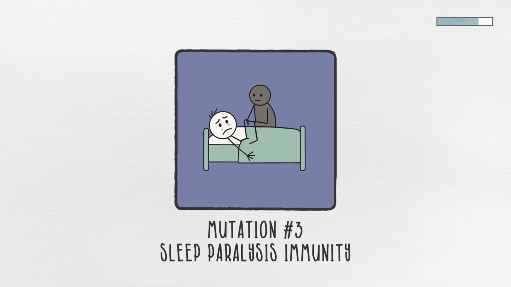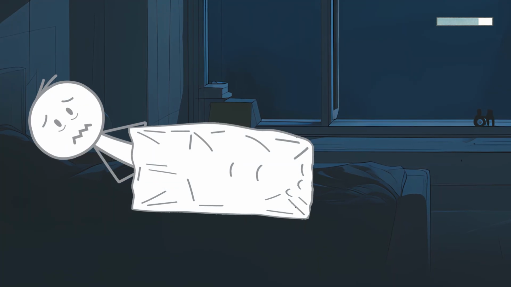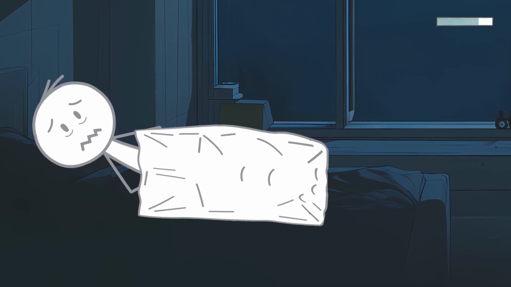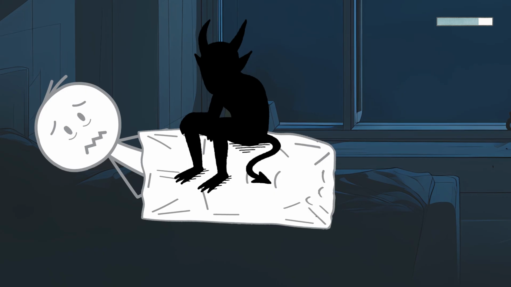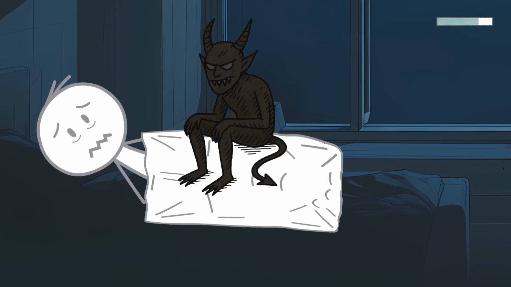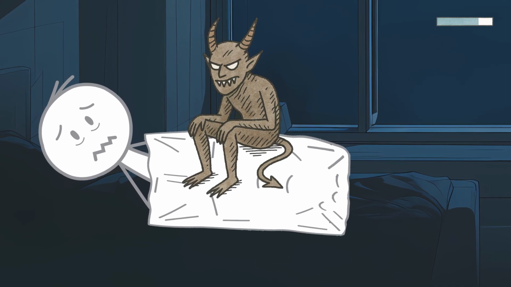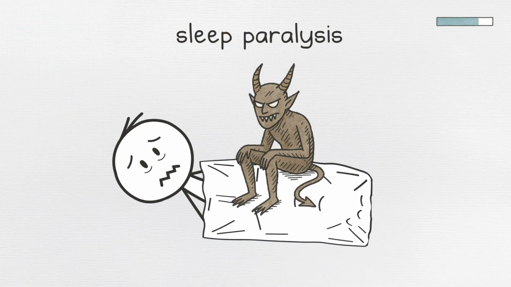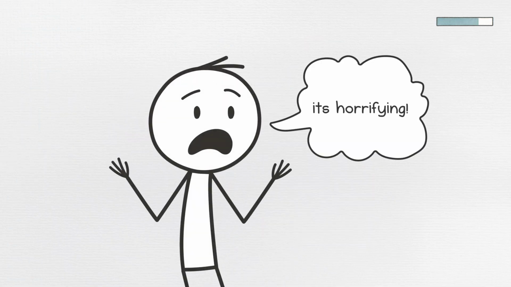Mutation number 3, sleep paralysis immunity. If you've ever woken up and couldn't move, you know the terror. You're awake, you can see the room, and maybe you even feel a presence, something heavy sitting on your chest. But your body won't respond. You're frozen, trapped between sleep and waking. That's sleep paralysis, and for many people, it's one of the most horrifying experiences imaginable.